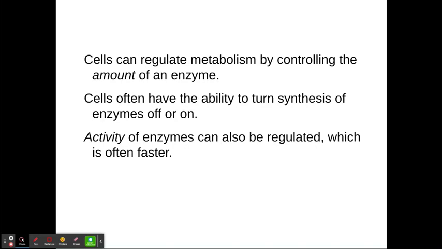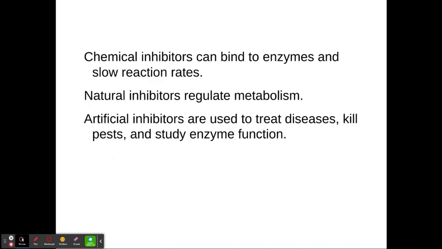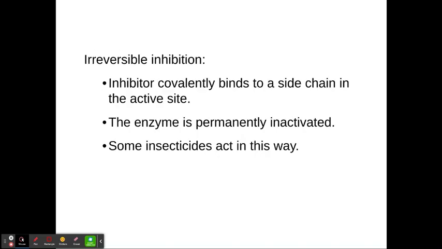So cells can regulate metabolism by controlling the amount of an enzyme, and they often do this with the ability to turn synthesis of the enzymes off or on. The activity of enzymes can be regulated as well. Obviously, it's going to be a little bit quicker than trying to turn it off or turn it on. So we're going to talk about different ways that enzymes are inhibited. So chemical inhibitors can bind to an enzyme and slow reaction rates. Natural ones regulate metabolism. Artificial ones are used to treat disease, kill pests, and also study enzyme function itself.